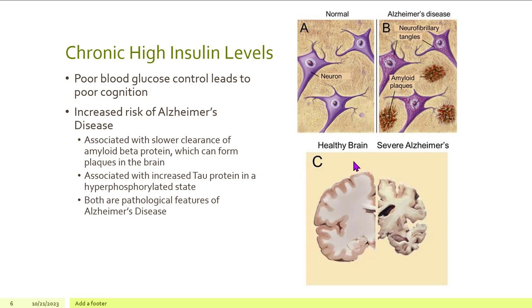And so you can see a person that has severe Alzheimer's disease, you can see how much of their brain has been damaged and shrunken over the course of their disease progress. So anything we can do to reduce the potential or possibility of getting Alzheimer's disease as we age is beneficial to us in the long run. So our food choices can play a role in that.